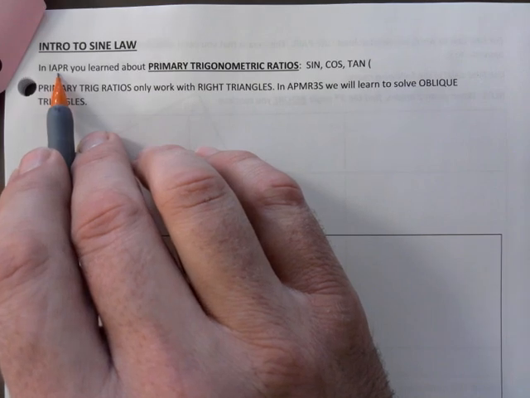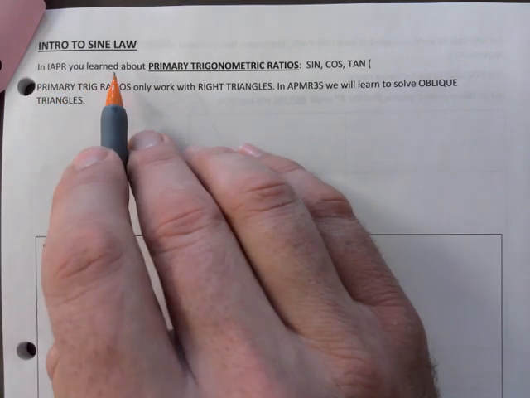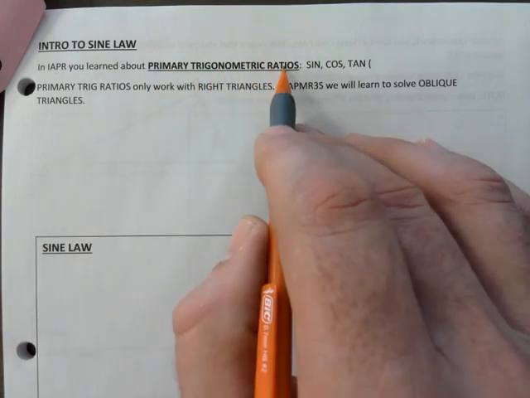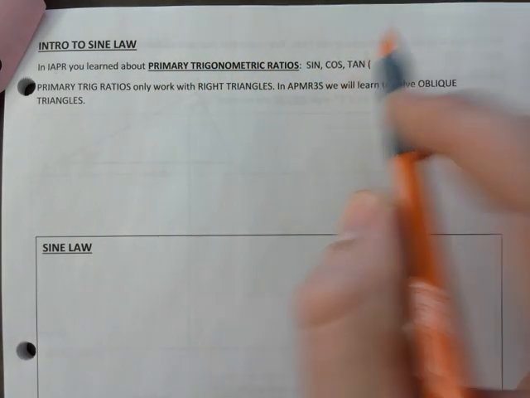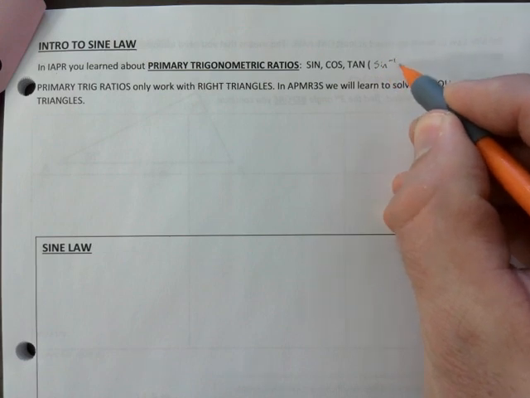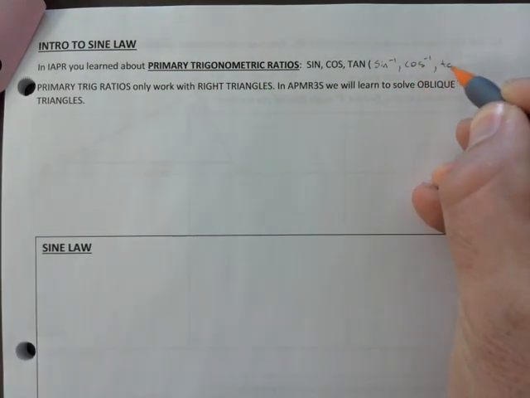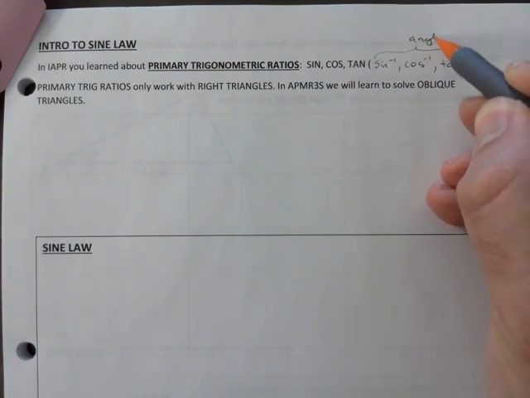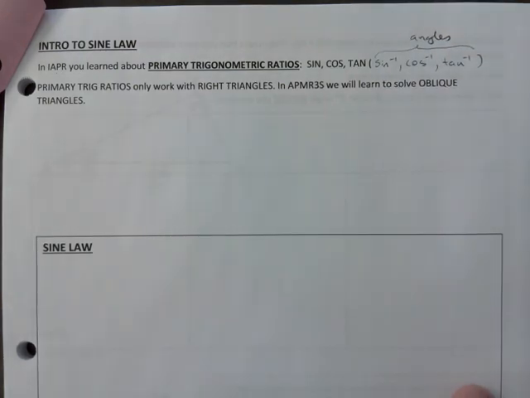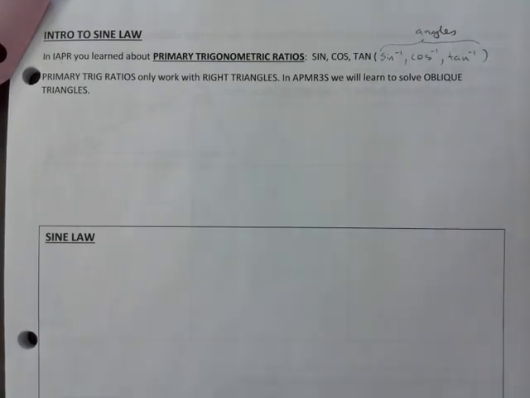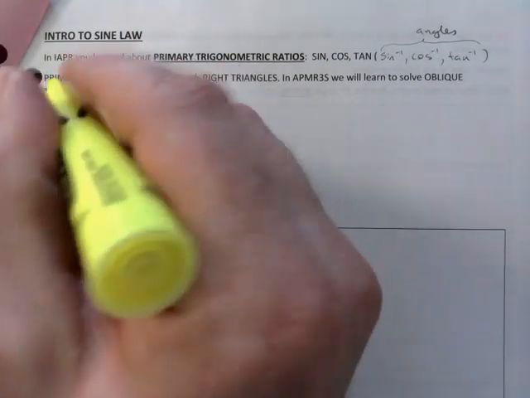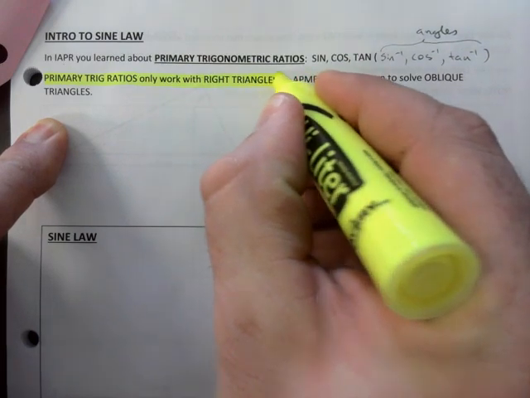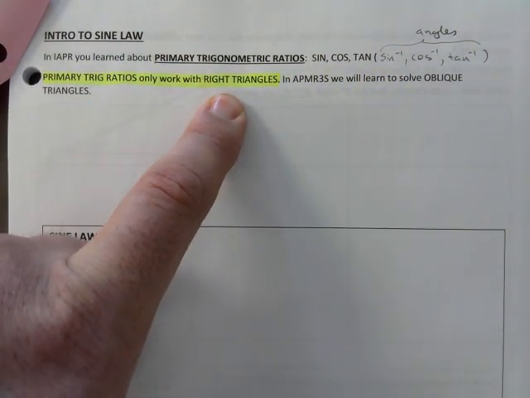In IPR, or I think a lot of you, even in grade 9, you learned about what we call primary trig ratios. So that's your sine, cosine, tan. Some of you will also remember the inverse operations. Those we use for angles. If you want to find an angle, you need to use the inverse. So you'll remember that. It's still valid, but the primary trig ratios only work with right triangles.